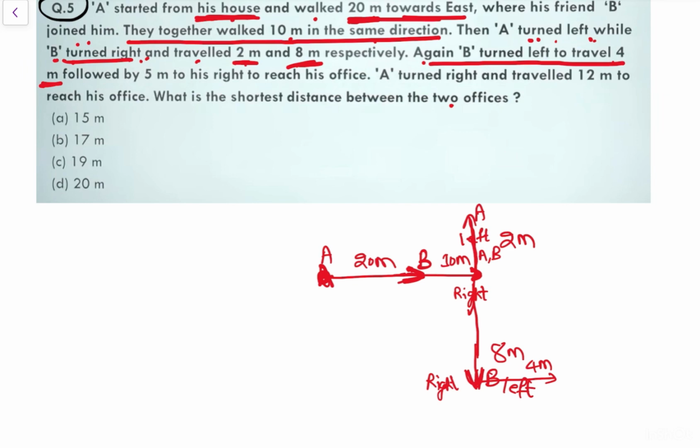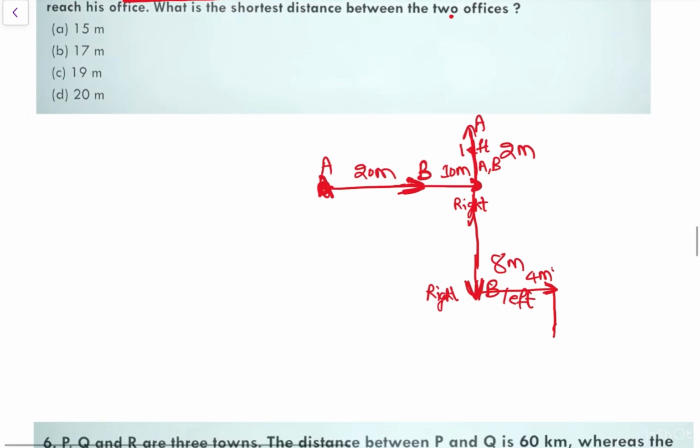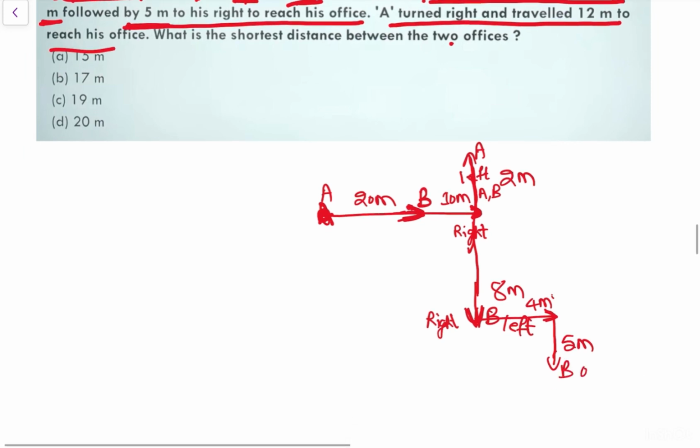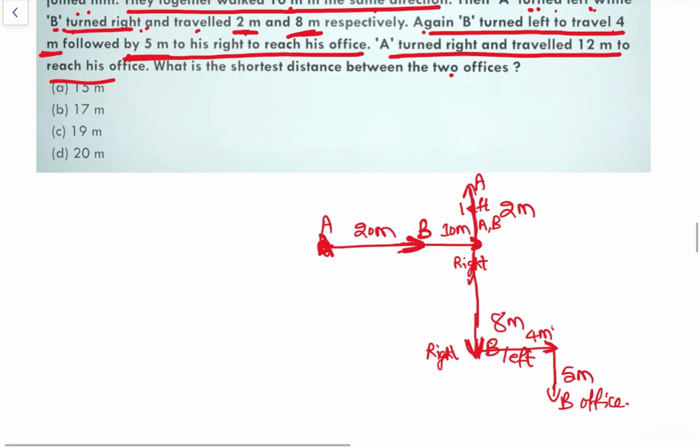Followed by 5 meters to his right to reach his office. Again here this is left, so this is right. Followed by 5 meters. A turned right and traveled 12 meters to reach his office. So B's office is here. So A turned right. Right is this side, and traveled 12 meters to reach his office.